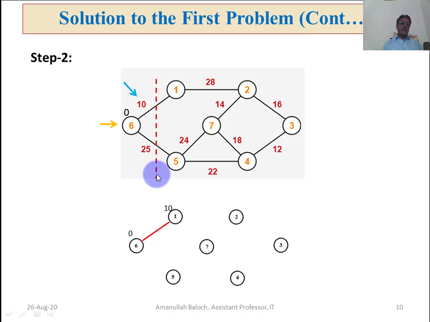This is the cutting lane. On the left of this cutting lane are the nodes which have been processed and become part of the MST, while on the right side there are unprocessed nodes. These are all unprocessed nodes. So the cutting lane will change and will separate the nodes into two parts, one part which has been processed and the other part which is still unprocessed.